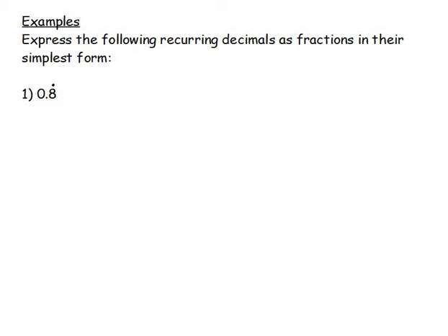So we're going to start with number 1, 0.8 recurring. So we know this decimal is actually 0.8888, and it'll go on forever. So first of all, we're going to let x equal that 0.8 recurring. We actually write it out a little bit so it gets us understanding the process properly.